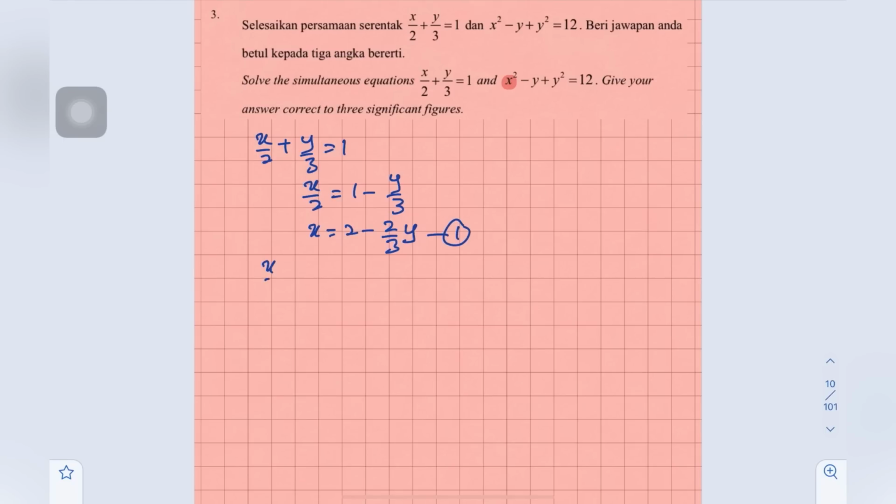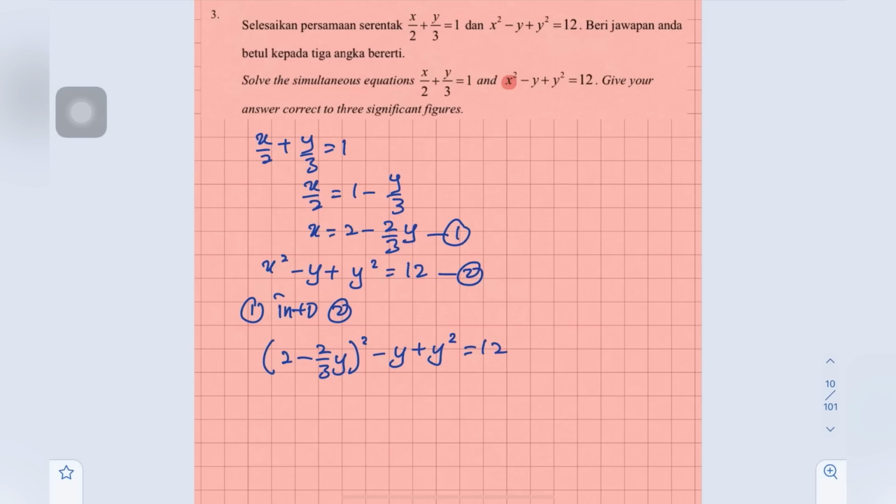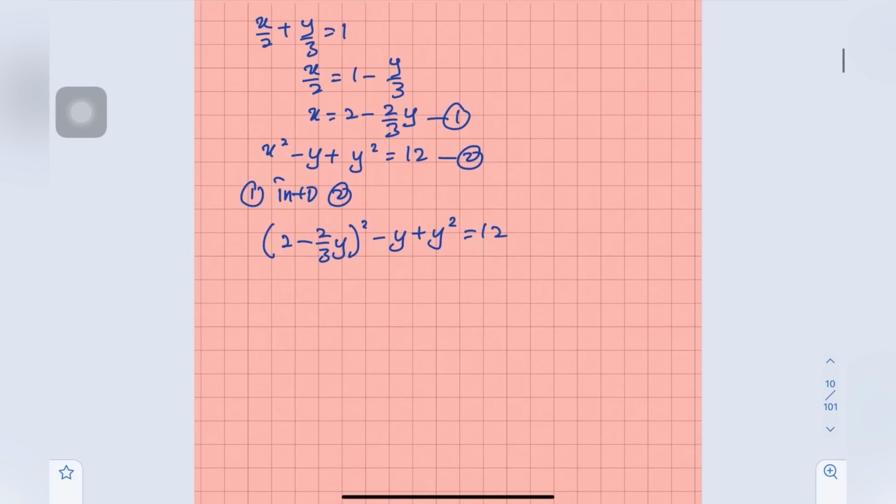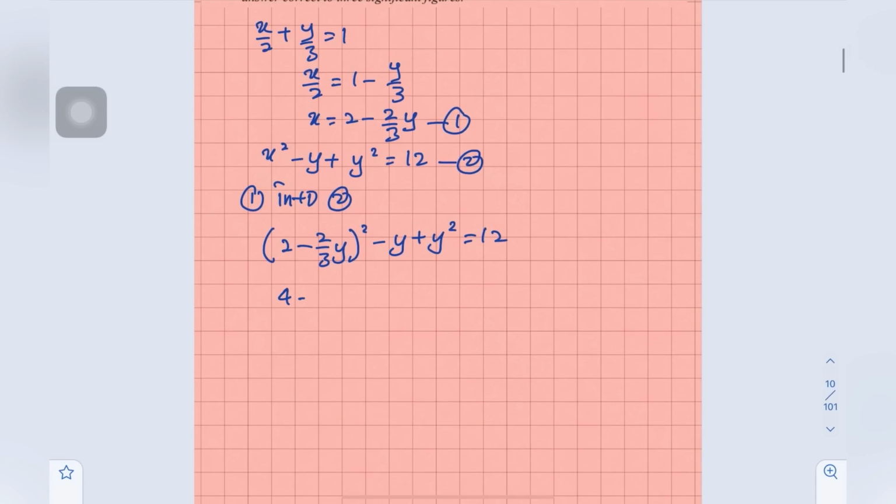The second one, x squared minus y plus y squared equals 12. Equation number 2. So we substitute equation 1 into 2. Then we have (2 minus 2 over 3 y) squared minus y plus y squared equals 12. Then we expand, and it becomes 4 minus 8 over 3 y plus 4 over 9 y squared.